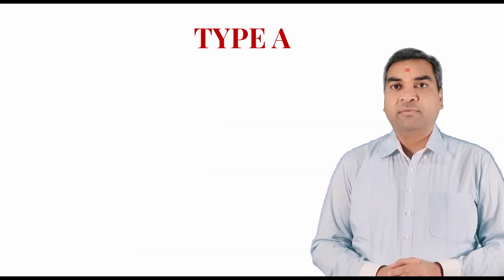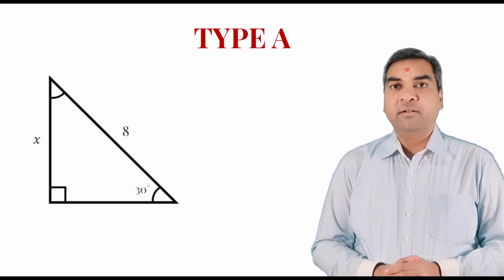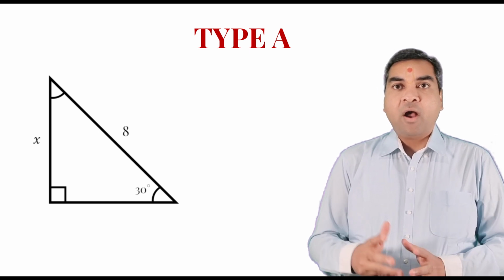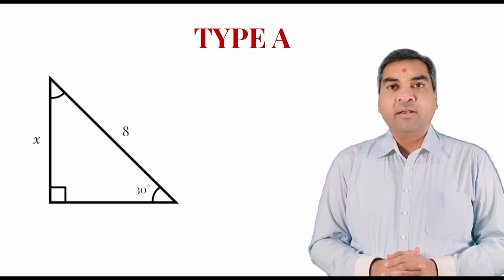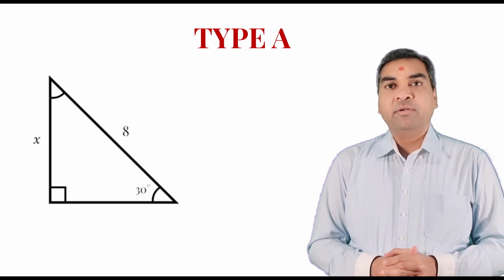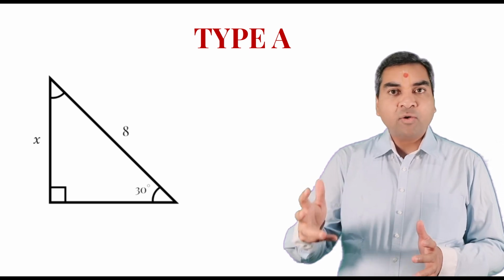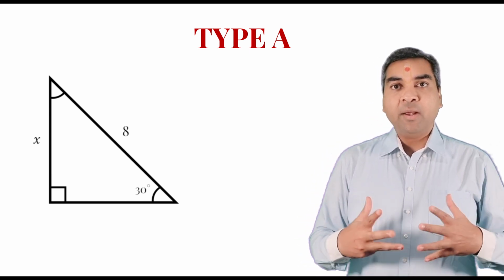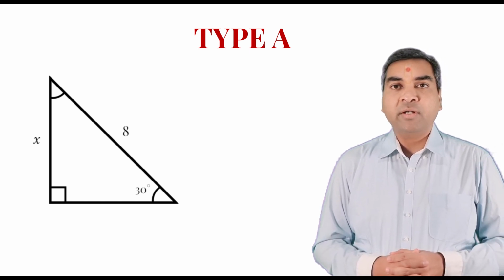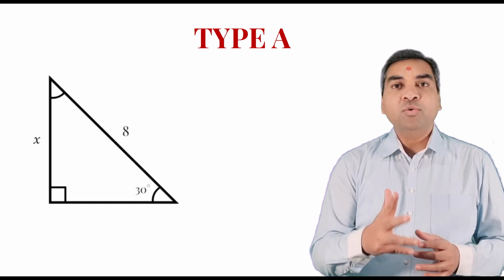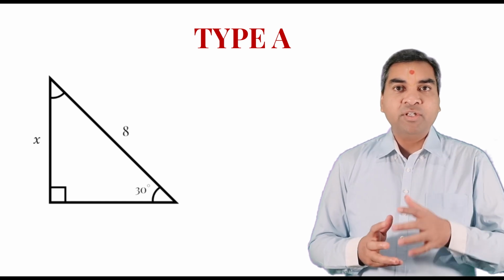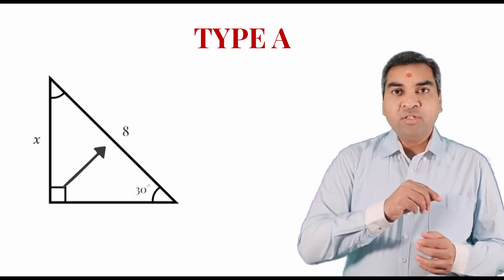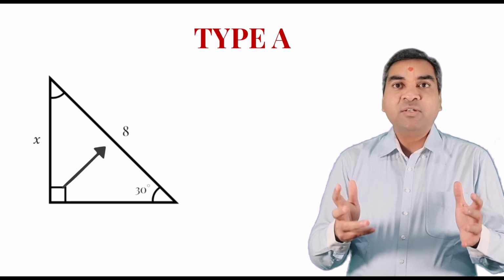Type A question. In the given right angle triangle, one angle 30 degrees is given, one side is given, 8, and another side which I need to find out is x. Before I start the question, at first I'm going to label the sides. When labeling, it's very important that I label only two sides, one which is given, one which is not given. Now side 8 is opposite to the right angle, so that is my hypotenuse.